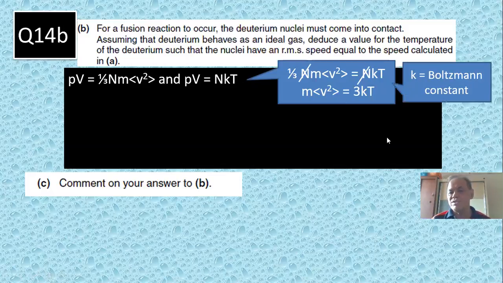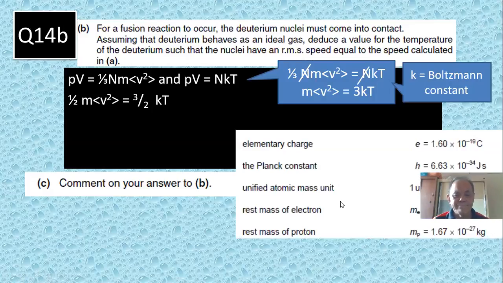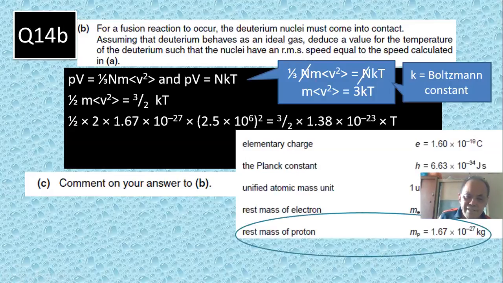k is your Boltzmann constant. You can get the value from the data sheet and put it into this equation. We just times half to get a kinetic energy, and divide by half here, you get this formula. Then get the formula sheet there. That's the rest mass of proton. Put its value in. As I say, you can use 1.66 if you want to.